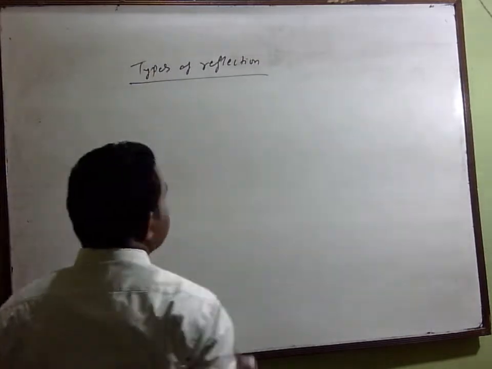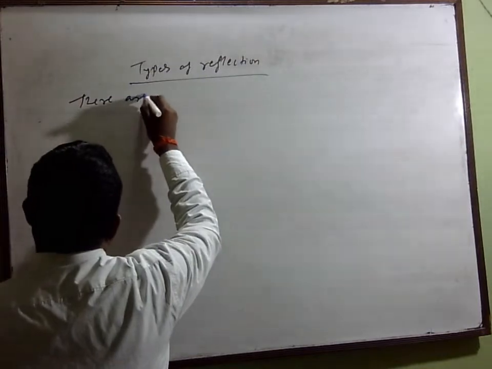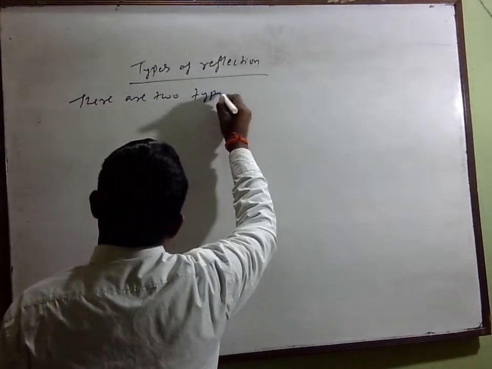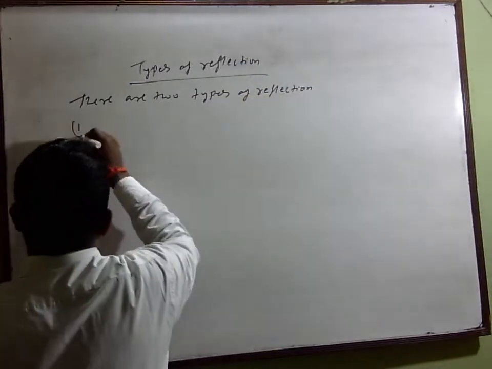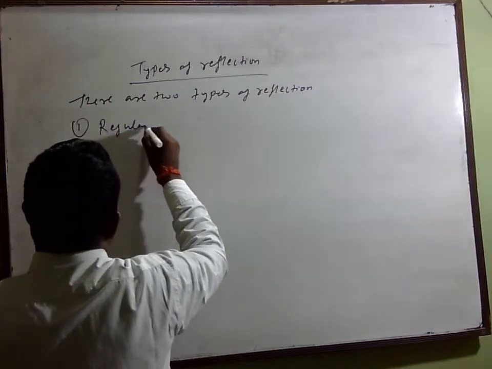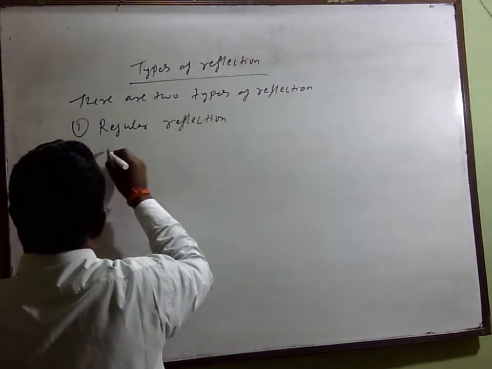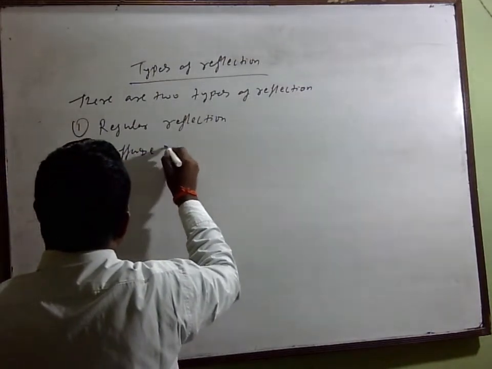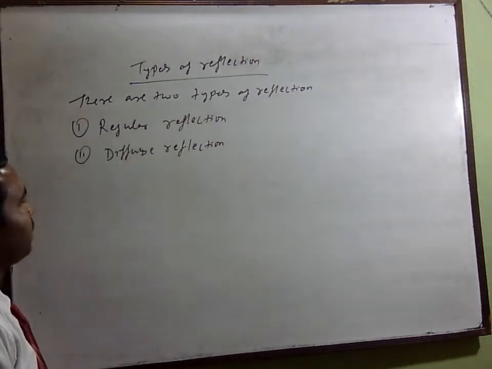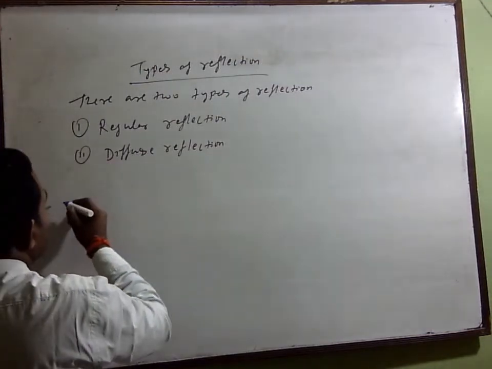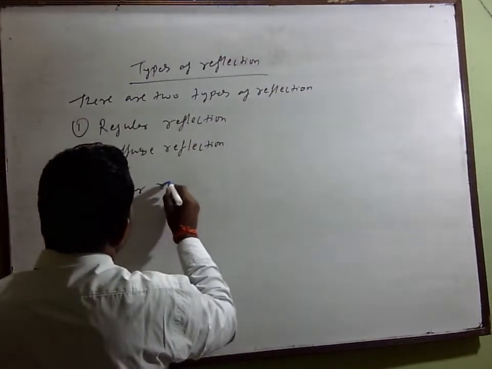Types of reflection. You know that there are two types of reflection. Can we write? Okay, there are two types of reflection. First we have regular reflection, and next we have diffuse reflection. Okay, regular reflection and diffuse reflection. But what is the regular reflection?